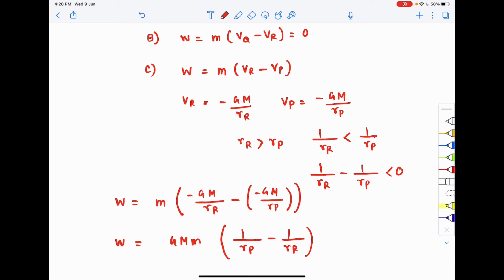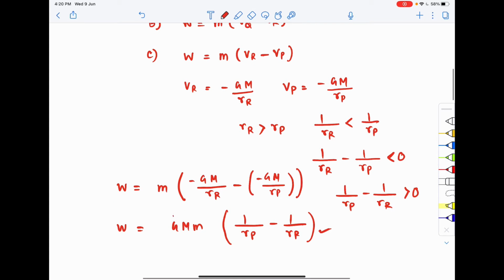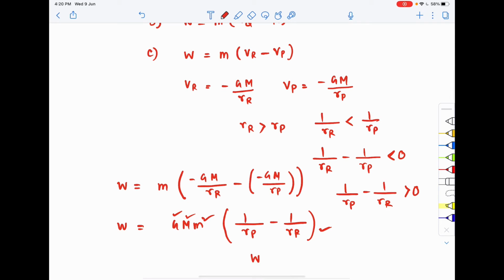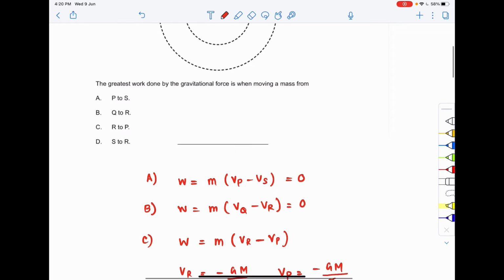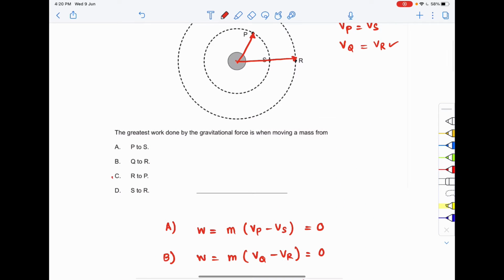Okay, so see, this term was less than 0, so that means if I multiply with minus 1, 1 by R of P minus 1 by R of capital R is greater than 0, right? So that means this term is greater than 0. G is always greater than 0, M is always greater than 0, small m is always greater than 0. So that means the work done is greater than 0. Okay, so that means the correct option to this question is option number C.